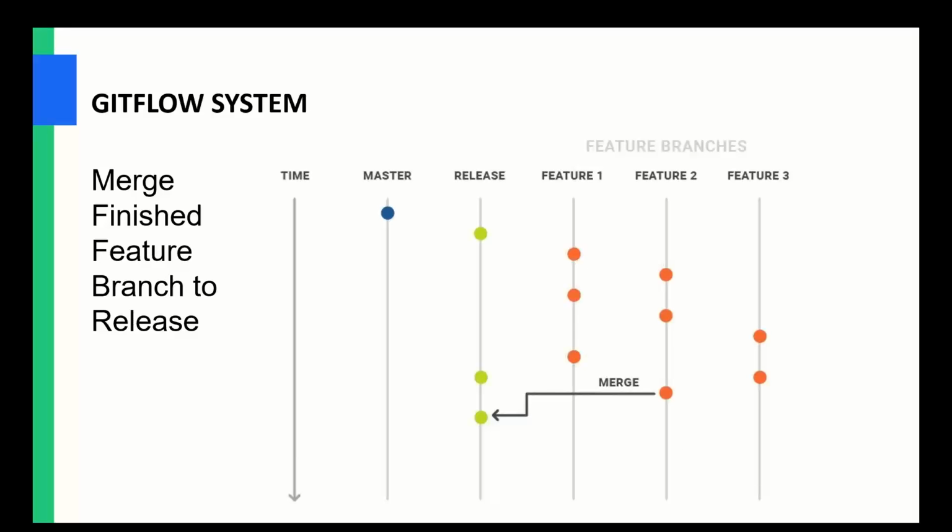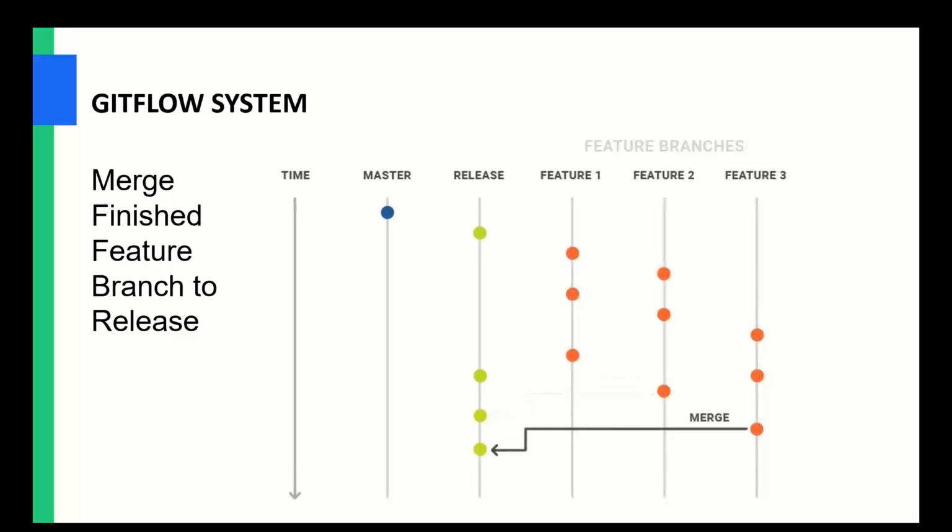So over time, I'm going to merge changes from a bunch of other feature branches into the release branch. For example, I could merge feature 2 into the release branch like you see here. And so there's another green dot to represent that. And then if I merge feature 3 into the release branch like you see here, you get another green dot for that.